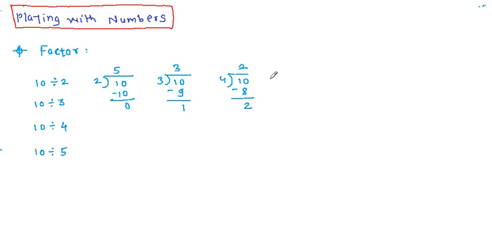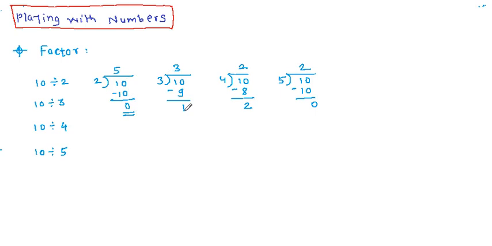When we divide by 3, we get a remainder 1, so it is not an exact divisor. When we divide by 4, we get a remainder 2, so 4 is not an exact divisor. When we divide by 5, we get remainder 0, so 5 is an exact divisor of 10. An exact divisor is called a factor of that number.